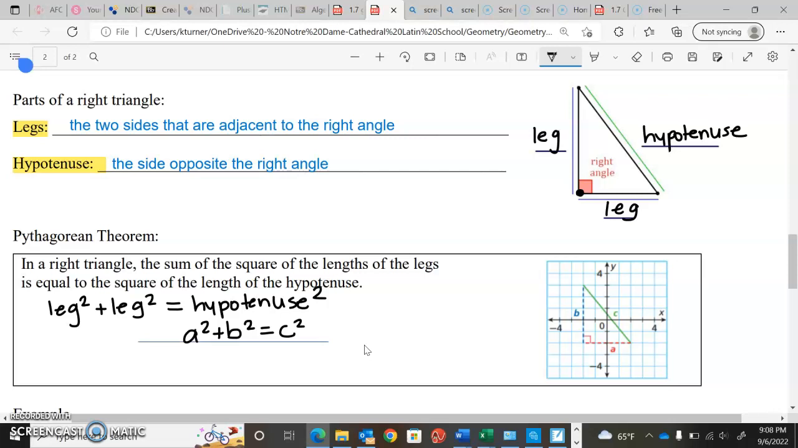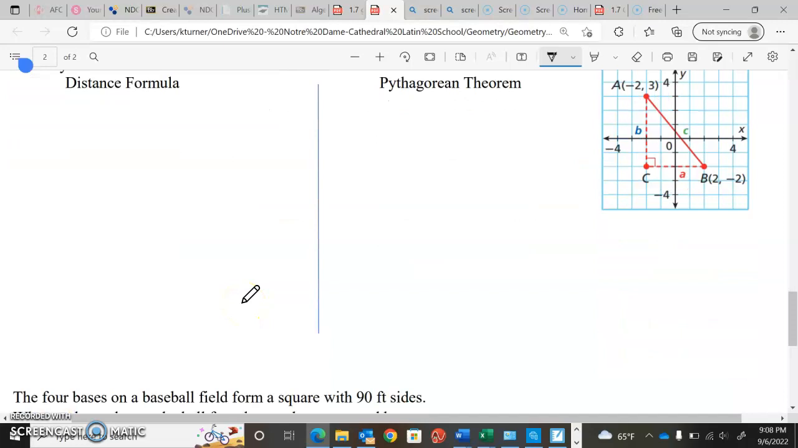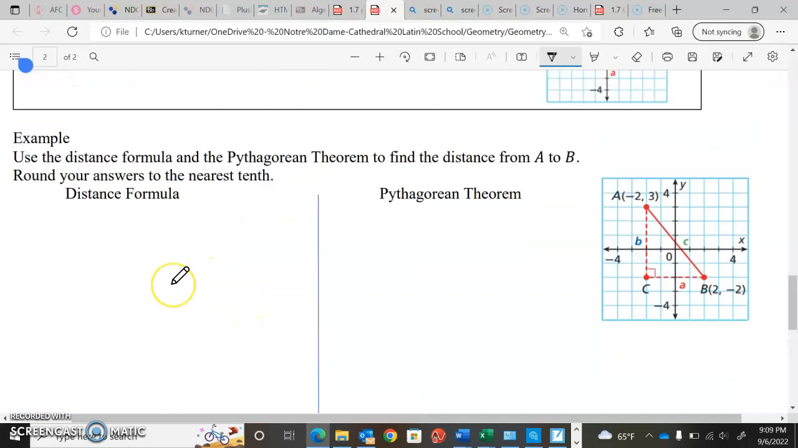So A squared, so whatever that length is, square it, plus B squared equals C squared. So let's look to see how we can use that and how we can relate it to the distance formula. So here we have a right triangle. You have the ordered pairs given for A and B. And we want to know what's the distance from A to B. So first we're going to use the distance formula, but then we also are going to show it using the Pythagorean theorem.